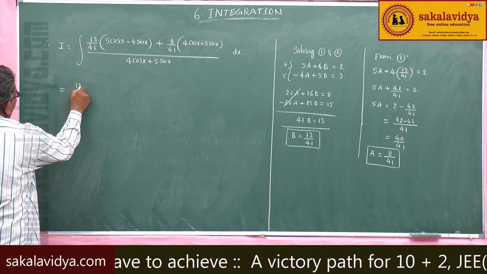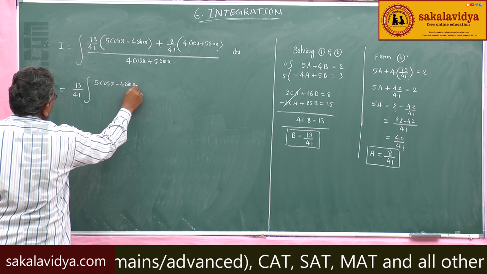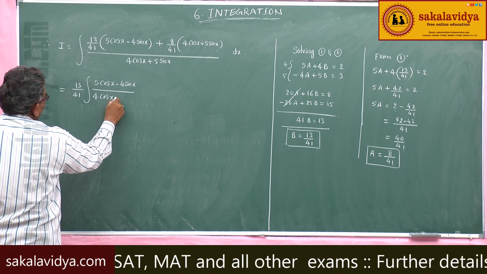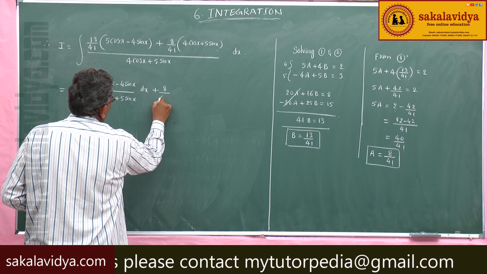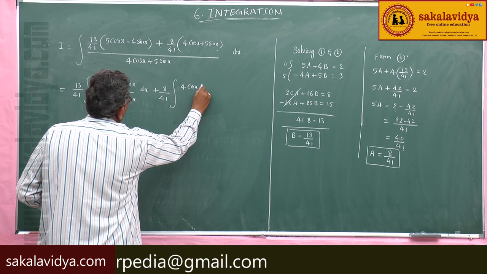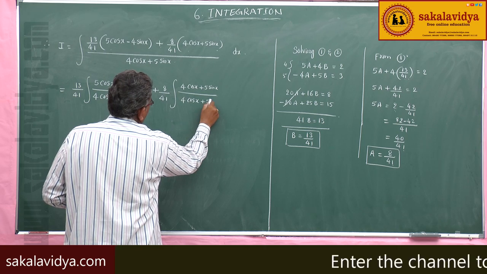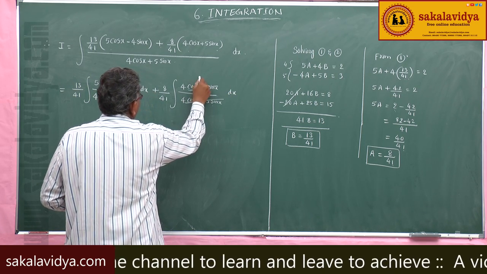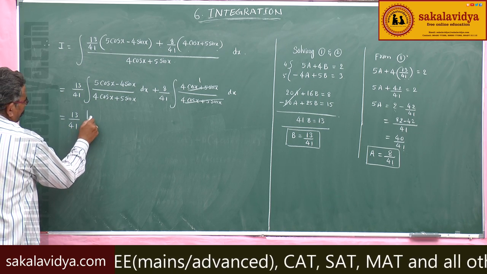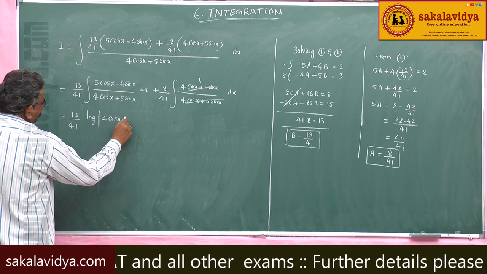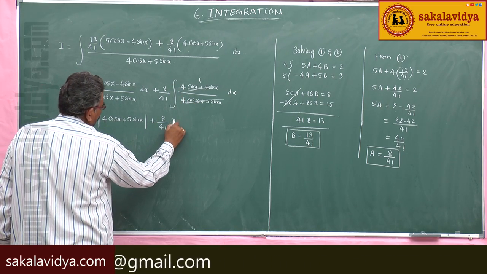This we can write as 13 by 41 integral of (5 cos x minus 4 sin x) by (4 cos x plus 5 sin x) dx plus 8 by 41 integral (4 cos x plus 5 sin x) by (4 cos x plus 5 sin x) dx. This gets cancelled, 1. So this is the derivative of this one. 13 by 41 log mod 4 cos x plus 5 sin x plus 8 by 41 integral of dx is x plus constant of integration.